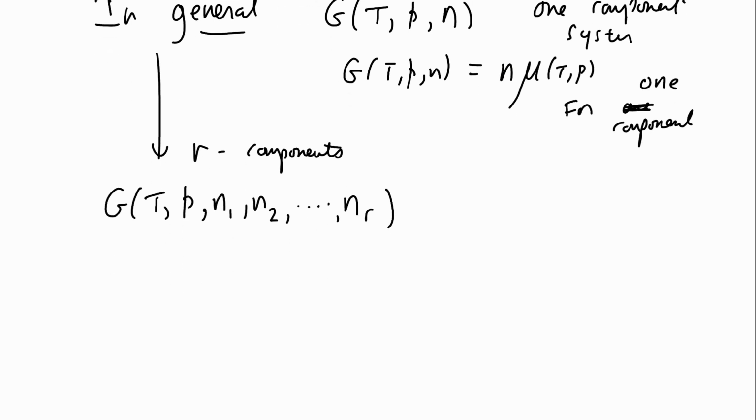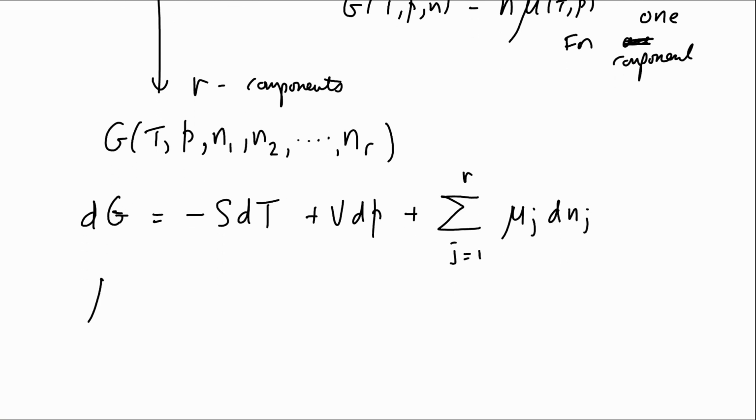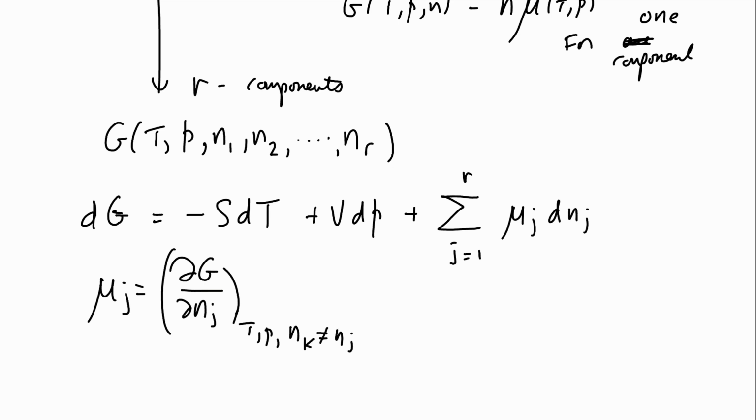And my dG is minus S dT plus V dP plus, and then I've got a sum, J equals 1 to R, mu sub J dN sub J. Because if I change the mole numbers, the Gibbs free energy changes. And so mu sub J is partial G, partial N sub J, and then I have to hold T, P, and N sub K, K not equal to J.